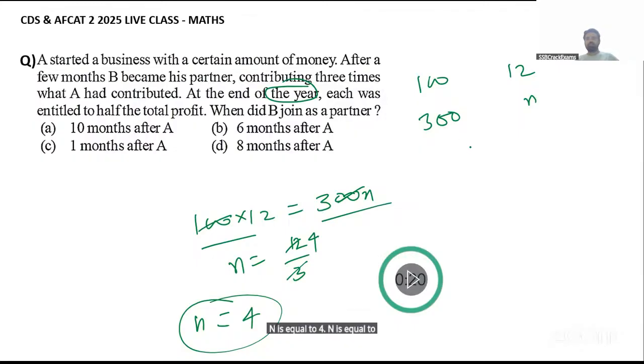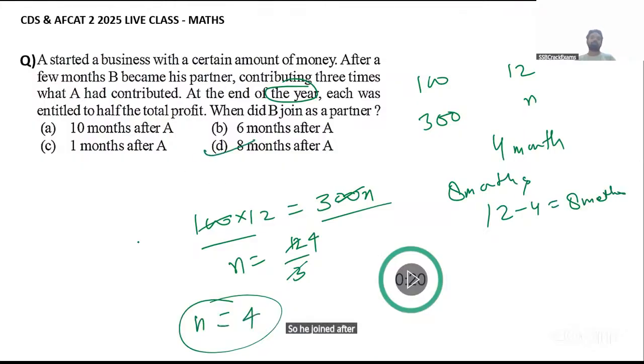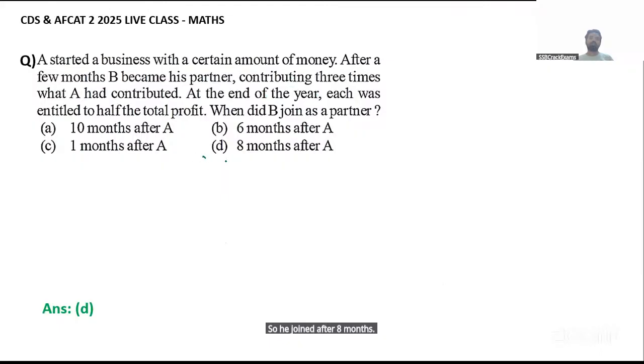So it means that he gained the profit of 4 months. How many months did he lose? He lost 8 months in total because there are 12 months only. So 12 minus 4 is equal to 8 months. So he joined after 8 months. This was also an easy question, nothing to worry about. Okay, so let's do another question.